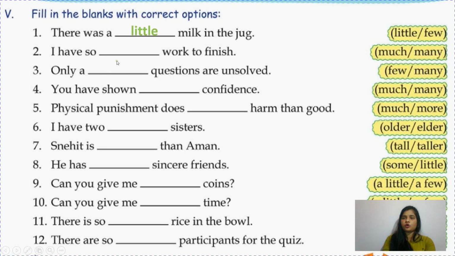I have so many work to do. Sorry. I have so much work to finish. Why? Because we cannot count work. There can be many work, right? Only a dash questions are unsolved. Children, only a few because it is written only, and we have options many also here. So many means so many things, so many questions, right? But it is written only, so we will write here few.